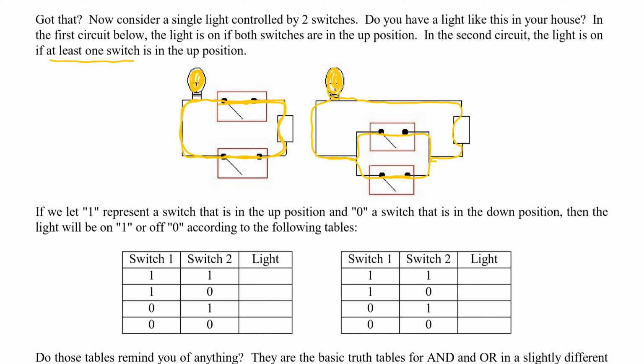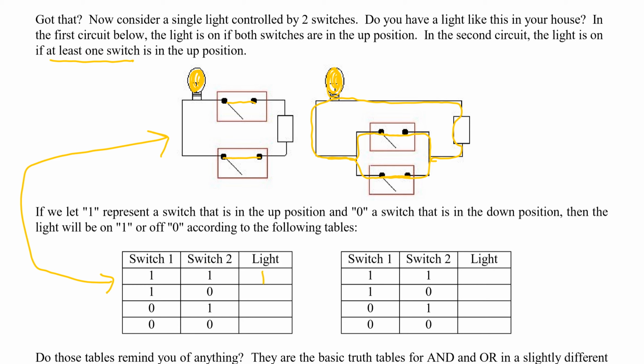Now, if we let a 1 represent a switch that is in the up position, and 0 a switch that is in the down position, then the light will be on is 1, off is 0, according to the following tables. So this table on the left corresponds to the circuit on the left. Let's suppose that switch 1 is in the up position and switch 2 is in the up position. Notice that would give me a closed circuit for the electricity to flow around, so the light would be on, and we can code that as a 1.